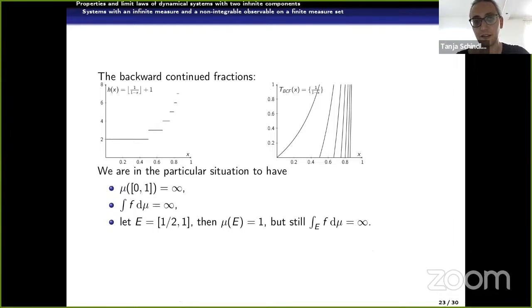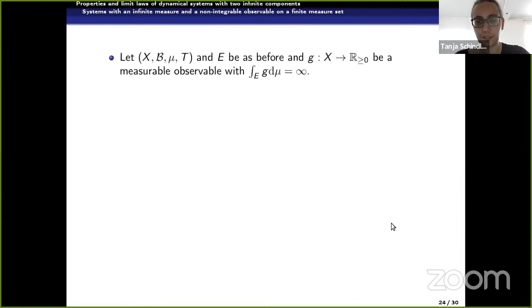So basically, now summarizing things, we are exactly in the situation I described before. So our measure is infinite, our f is non-integrable, and it's even so that if we look at the set 1/2 to 1, this is a finite set with respect to this infinite invariant measure. If we now integrate over this set, then our observable is still infinite. And okay, let's now see something about a general result.